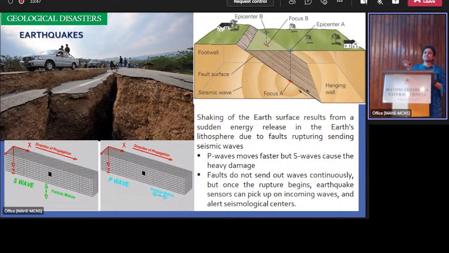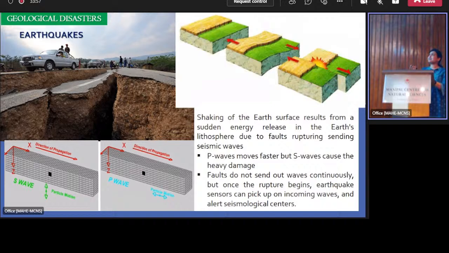Now, the P wave and S wave cause heavy damage when they reach the surface. This is one of the examples. This is a fence, and when the waves reach the surface, finally the rupture happens. This is the phenomenon of earthquake formation.